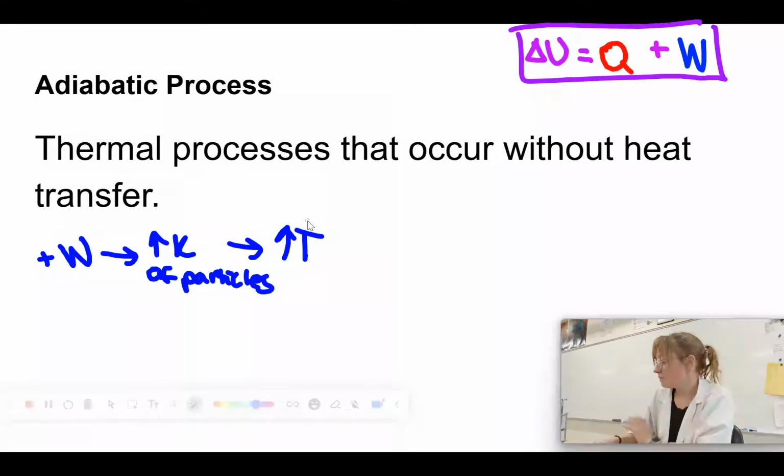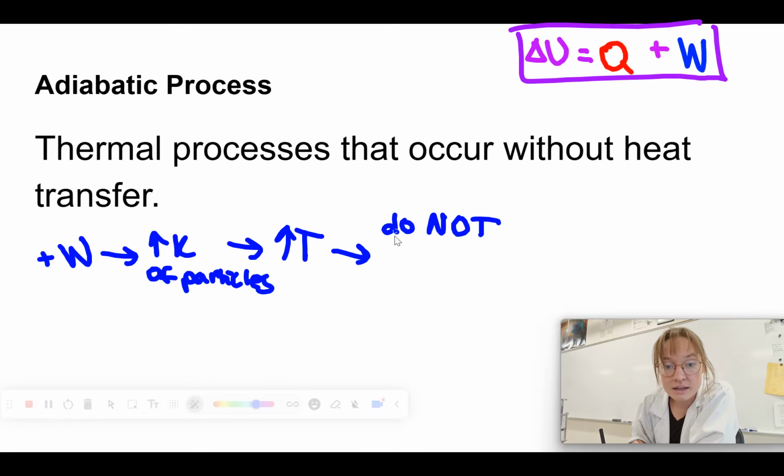Now, in this example, the temperature of the gas, or the kinetic energy of the particles, for the most part stays contained to that cylinder. They're not sharing their heat with their environment. They're just taking that work, and now those particles are moving faster than they were before, so they have more kinetic energy. They do not exchange heat with their environment. The little particles do not give away heat. They keep it all to themselves, which gives you this temperature increase.